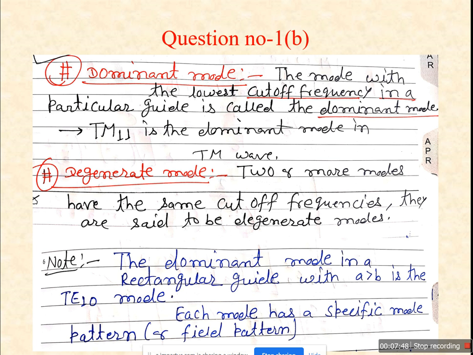Does it depend on the dimension? Another question mentioned is, does it depend on dimension? The dominant mode has the lowest cutoff frequency, and the cutoff frequency depends on the dimension. Fc is equal to c by 2 under root (m by a) whole square plus (n by b) whole square, where a and b are the dimensions. That means Fc depends upon a and b, so obviously the dominant mode depends on these dimensions also.